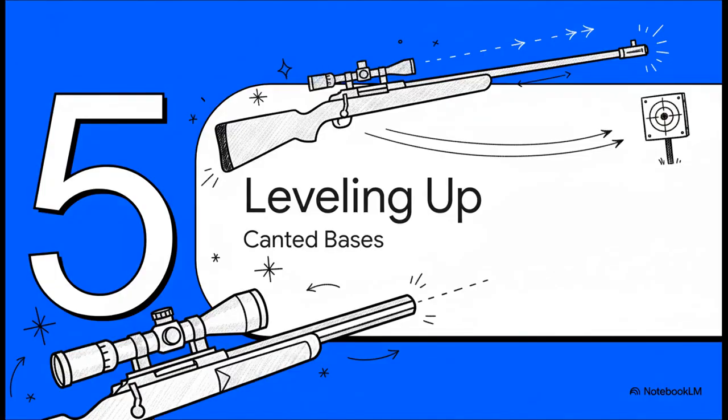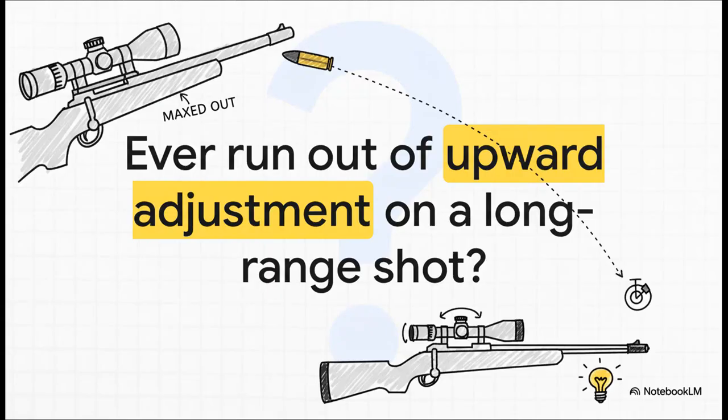Okay, so for all of you who are wanting to really stretch the legs on your rifle and push out to some serious distances, there's one more piece of gear we should talk about. Has this ever happened to you? You're dialing for a really long shot. You're dialing, and then clunk. The elevation turret just stops. It's maxed out, and you still have more to go. It's a classic long-range problem, but luckily, there's a simple fix.